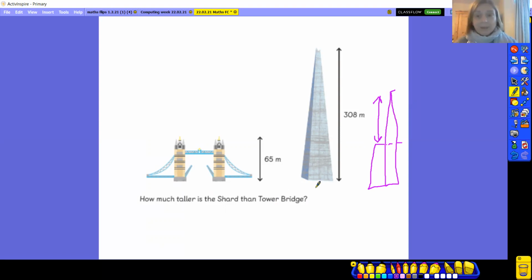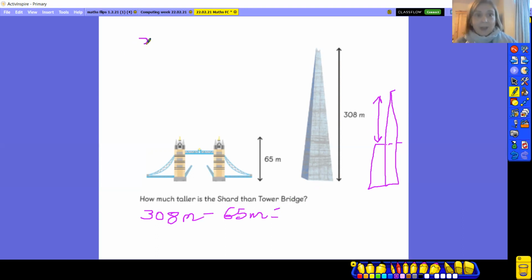So to do that, I need to write a number sentence. Do you think I need to write subtraction or addition? I hear you say subtraction. So 308 meters subtract 65 meters. Sorry about my writing. So that is my number sentence. I need to find this part here. I need to find the difference.